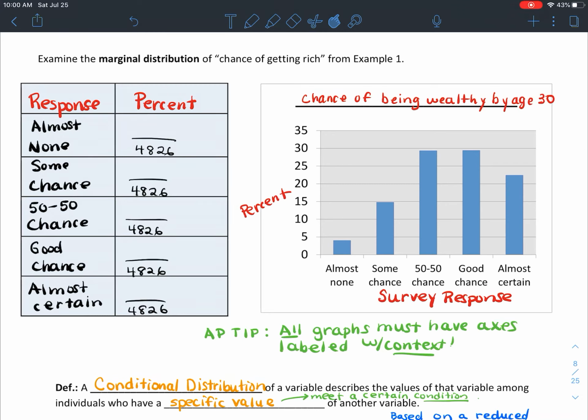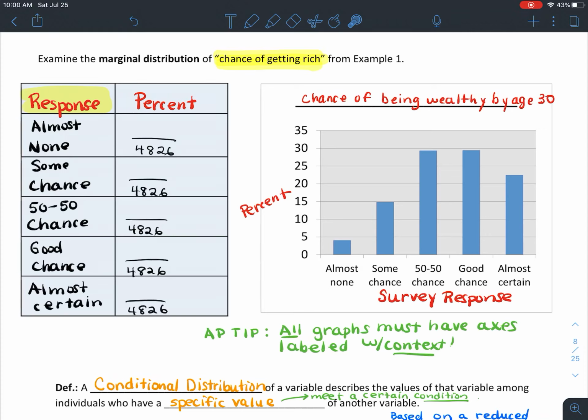It wants us to examine the marginal distribution of the chance of getting rich example from example 1. And I think what they're implying here is not the marginal distribution of gender, but the marginal distribution of their response for what do they think their chances are of getting rich. And so that's why I put that variable right here. I just called it response. You can see I listed each of the 5 responses here.